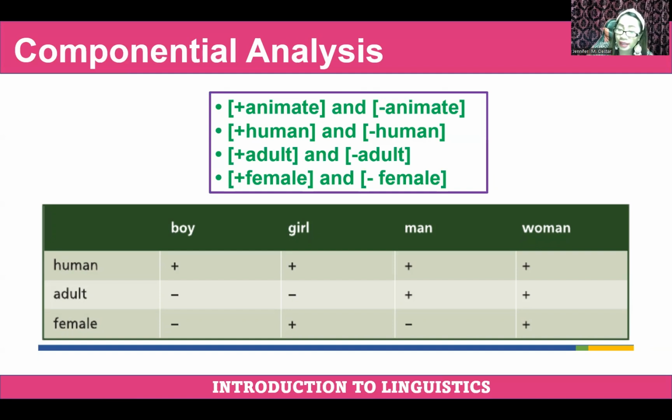Ang boy ba ay adult? Hindi. Therefore, negative tayo. Ang girl ay hindi rin adult. Ang man ay positive kasi adult ang man as well as woman. Ang female, ang boy, of course, boy is not a female. Negative siya. Girl is a female, positive. Man is not a female, therefore negative. And woman is a female, that's why positive. So, pwede tayong gumawa ng table para mas ma-analyze natin ang components ng bawat salita.